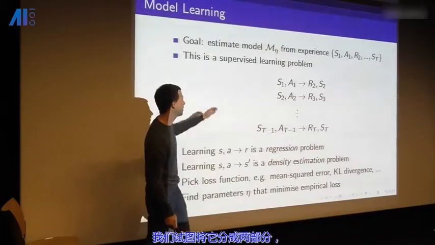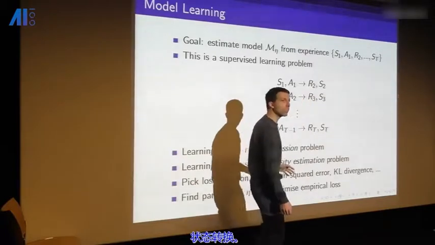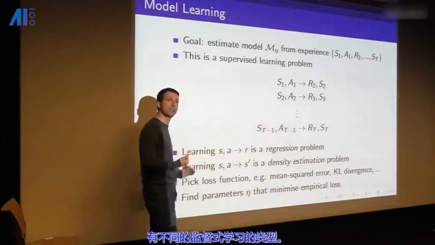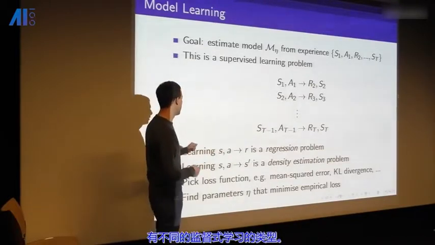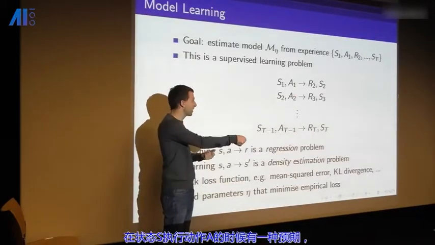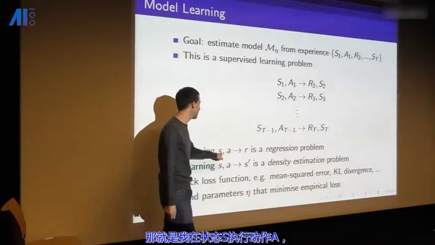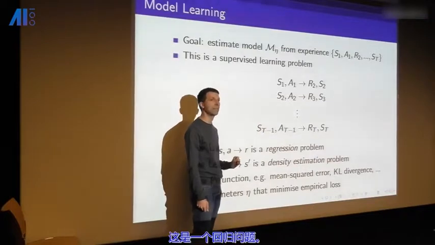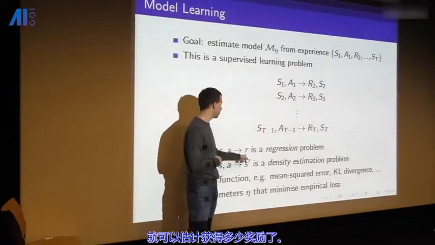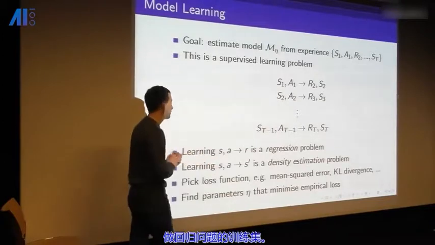So we're trying to now split this into two parts: the reward part and the state transition part. You don't have to split it, but it can be useful. One reason it's useful is that these are different types of supervised learning problems. To learn the reward function, we're just trying to learn how much reward I will get in expectation from taking some action A in some state S. That's a regression problem. The input to our regression problem is a state and action pair, and we're trying to estimate how much reward we'll get. We're just going to use all of these as examples to train this regression problem.